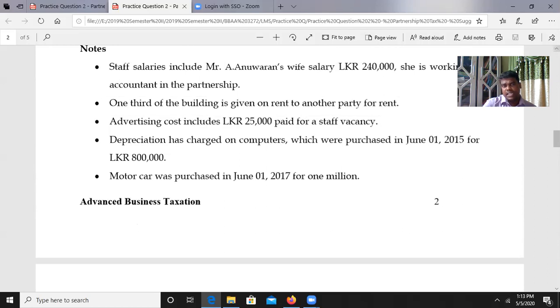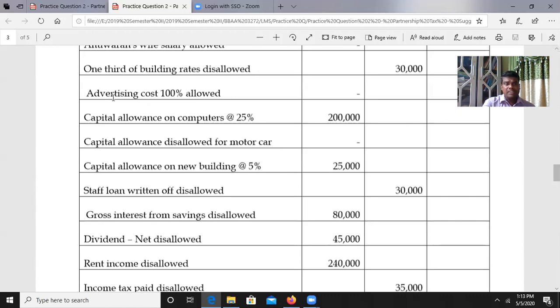Advertising cost includes LKR 25,000 paid for staff vacancy. From the year of assessment 2018-19, advertisement cost is 100% allowed in the business income calculation. Due to that, you can see that advertising cost is 100% allowed. That means you already deducted when you calculate the financial accounting profit. So in the financial accounting and taxation, both are the same application. There is no different treatment.